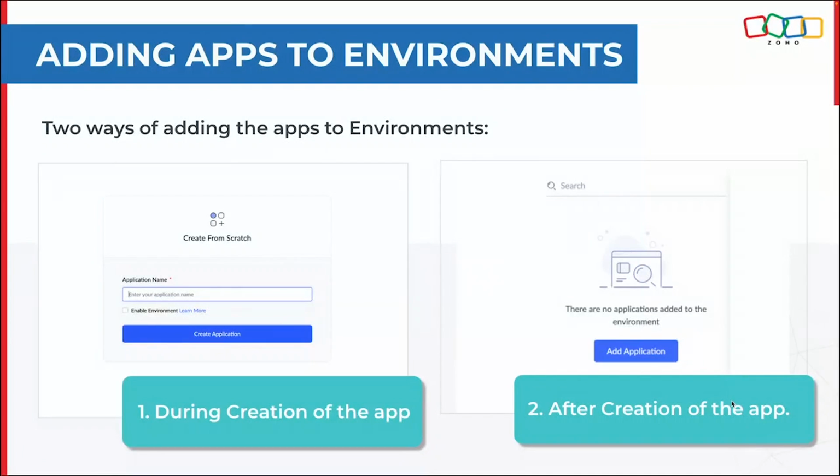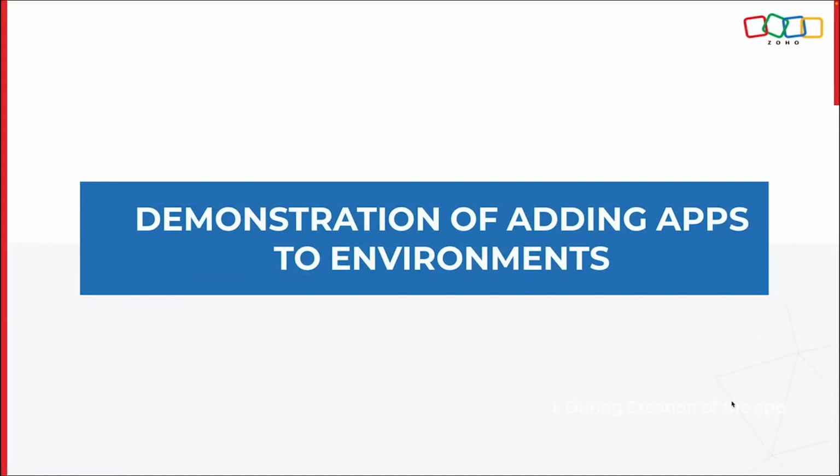While creating an app, you can check the enable environment option, or after creating an app, you can navigate to the environments page under deploy. And from that, you can select the app for which the enable environments will be selected, and you can add it to the environments. So let us now have a demonstration of adding applications to environments.